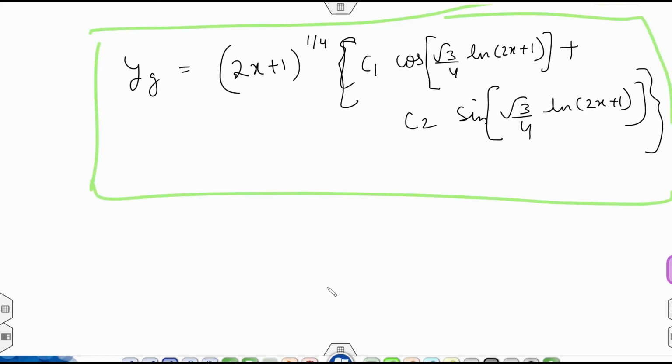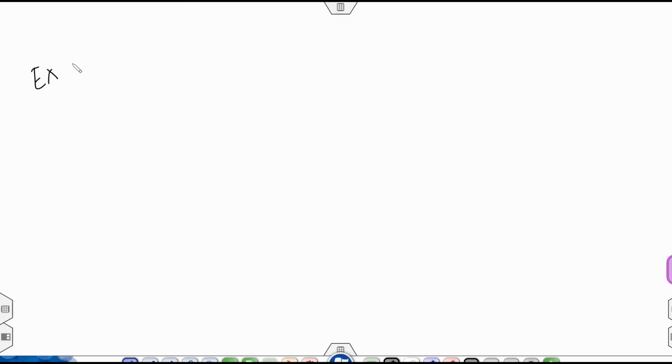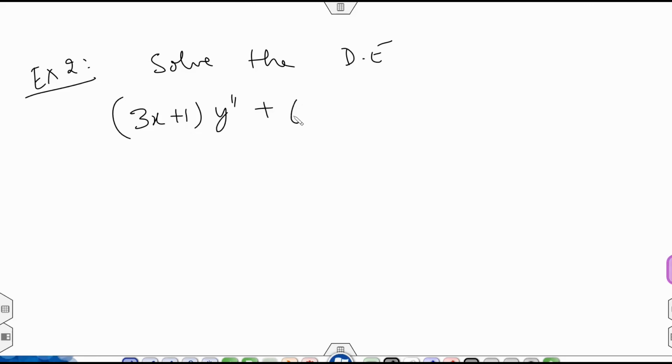Now we will do the last example on this. This is: solve the differential equation (3x+1) y'' plus 6y' equal to 0. I'll call this equation number 1. Now you can see that it is not in the form of a Cauchy-Euler differential equation, because here it should be squared and here the same coefficient must be multiplied once.